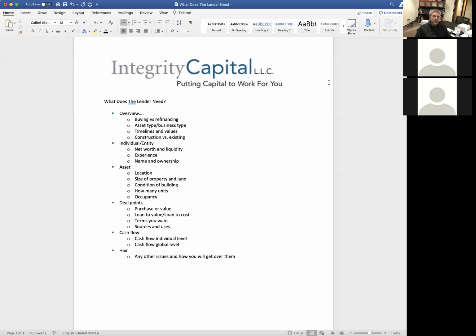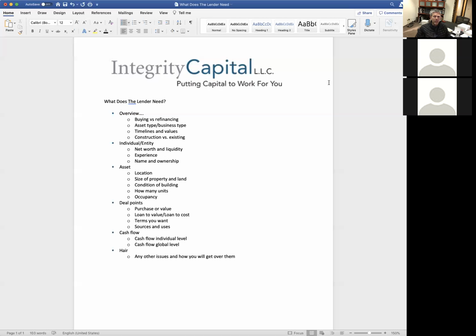So the first one is the overview. When a lender's looking at a deal, they want a snapshot of what we're looking at. Here are some things to focus on when doing an overview. The first thing is, are they buying versus refinancing? Is this an acquisition or just a refinance? They'll also want to know the asset type or business type we're talking about. Is it an apartment complex or self-storage? Is it a business acquisition, et cetera?